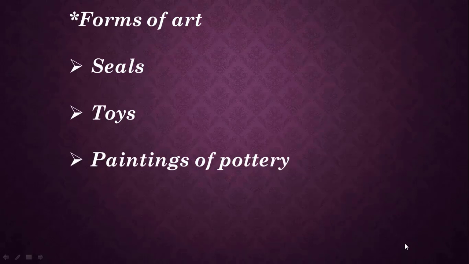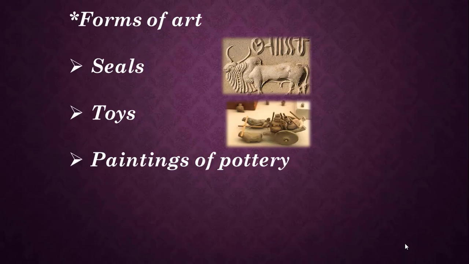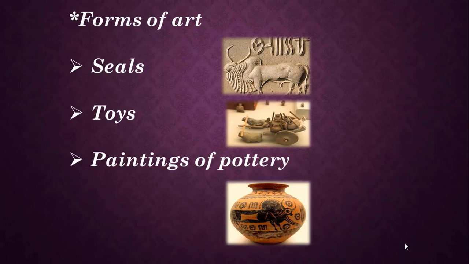Forms of art. Bull have also been found in various forms of art discovered from different sites of Indus Valley civilization, such as seals, clay and bronze toys, and paintings of bull on the pottery. Dear students, after viewing all these factors, we can conclude that bull was the most important animal for the Indus Valley civilization.